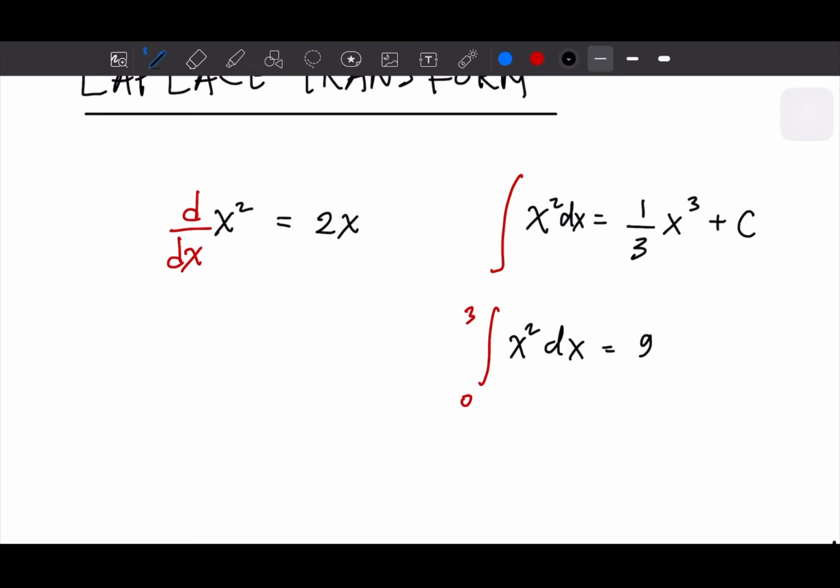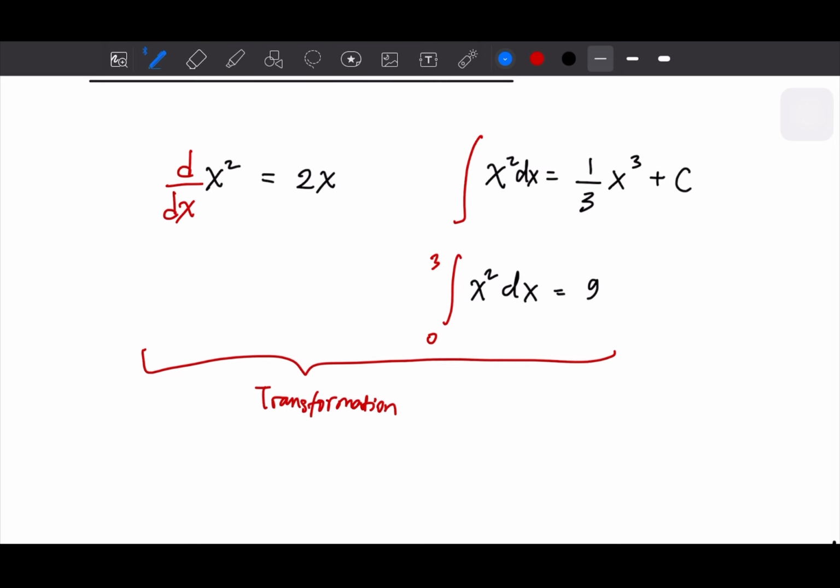We can say that this is also a transformation. We transform a function into another function, actually, right? We differentiate, we integrate. This is actually a transformation, also a transformation. And this is what we call the linearity property.